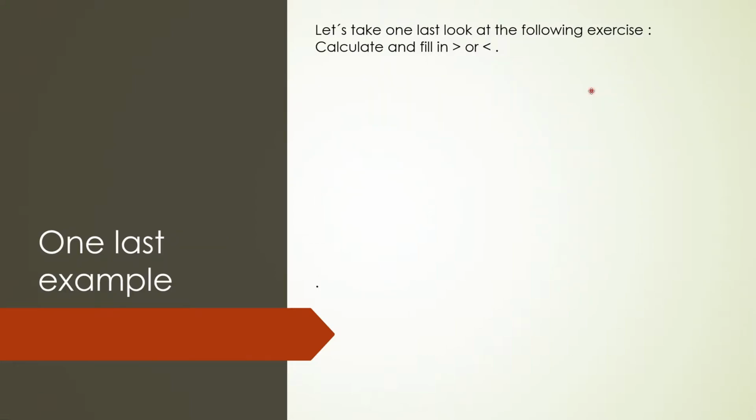Let's have one last set of examples. Calculate and fill in greater than or smaller than. Well, minus 8 times 2, we just calculate this one. Negative times positive equals negative. On the right side, it's just a calculation, so we get minus 16. And 1, well, we know minus 16 is smaller than 1.